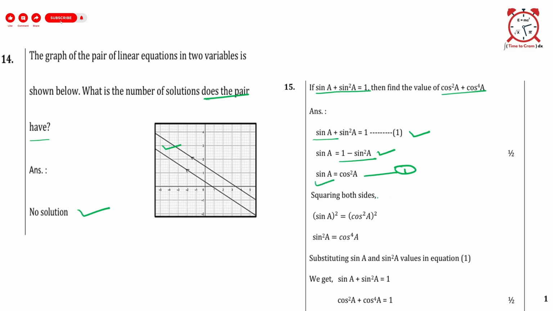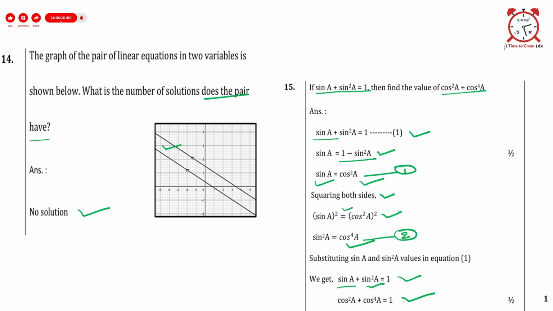Okay, we will square both the sides here. So we will have sin A whole square and cos square A whole square. After squaring, sin square A equal to cos to the power 4A. This is the second result. With these two results, again we will take our given and keep the value of sin A here, and sin square A, which we obtained here, we will keep here one by one. Then we will have the relationship of cos square A plus cos to the power 4A, and the answer is again 1. So in that way we have to solve this question.